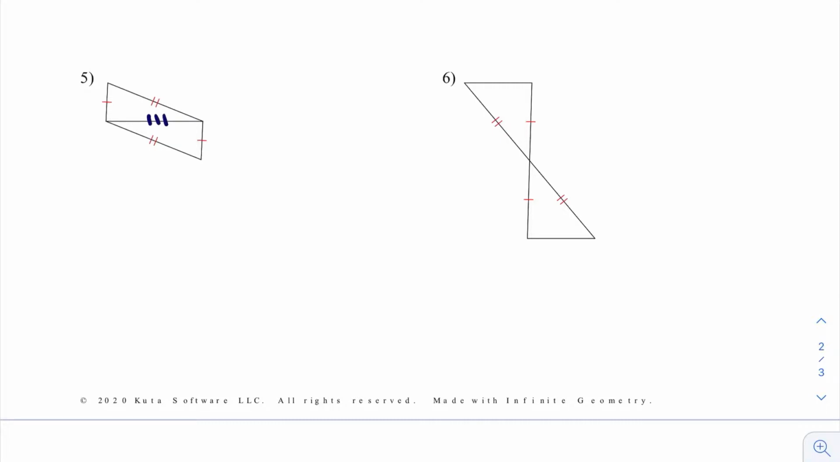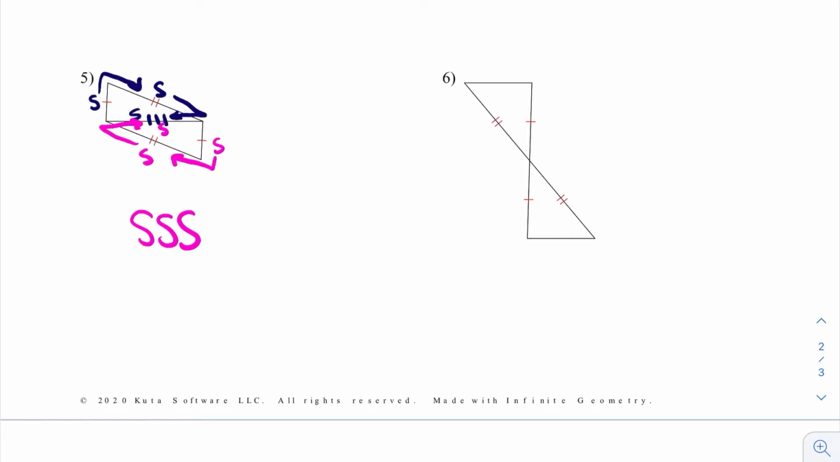So now in the top triangle, as I travel around this figure, I have side, side, side. And then I have the same thing in the bottom triangle. So these 2 triangles are congruent, and they are congruent by side, side, side, SSS.